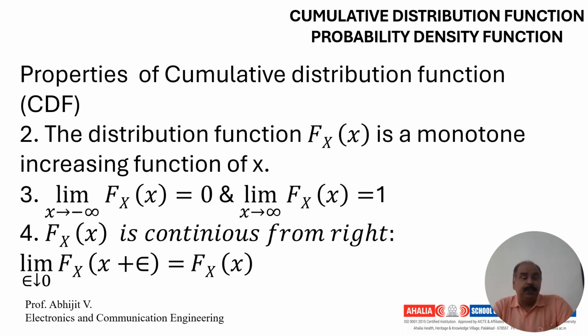The second property of CDF is that it is a monotone increasing function. Cumulative distribution function is a monotone increasing function of x.